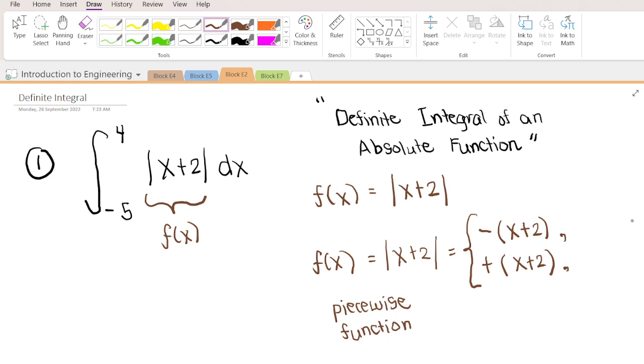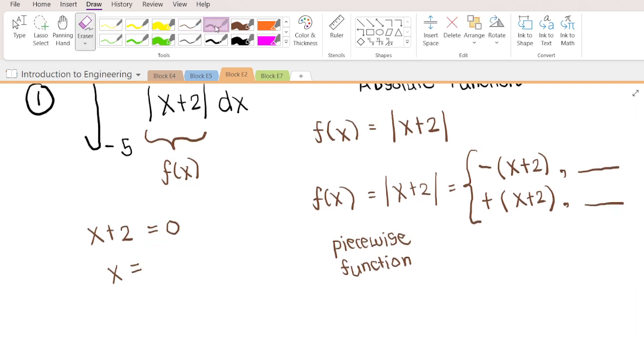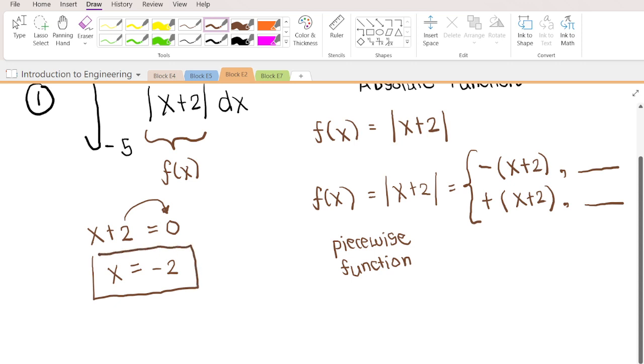To get the ranges of x that hold each of these piecewise functions true, you just equate the content of the absolute function to 0, and that's the time you will get the value of x which represents the boundary between these two piecewise functions. If x plus 2 is equated to 0, you transfer the 2 over here, and you will get the value of x is equal to negative 2.